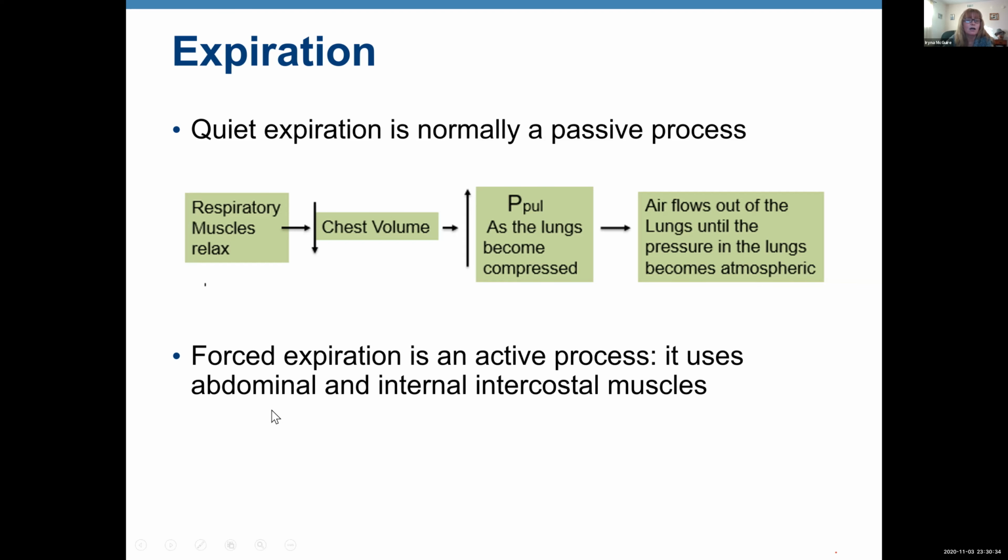That makes sense when we talk about quiet expiration. But when you have forced expiration, then it's an active process as well, and it will use abdominal muscles and internal intercostal muscles, because we cannot use the diaphragm. Remember, we only use the diaphragm for inspiration. Remember from 50A, what one muscle does, other muscles need to undo. The same muscle cannot flex and extend, for example. So the diaphragm itself cannot increase chest volume and decrease chest volume. That's why for forced expiration, we use abdominal and internal intercostal muscles.